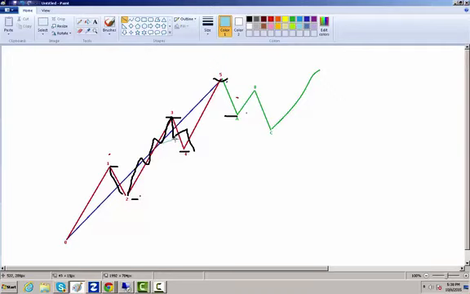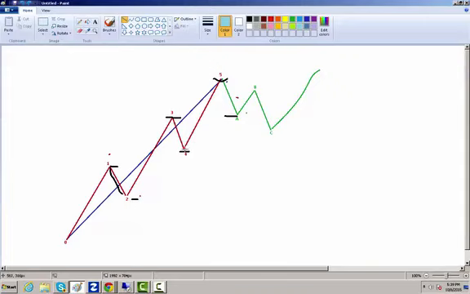Let's see if I can do this. Here, here, and if you think about it, that is what's called a butterfly pattern, right? Here we would look at this, and I'm going to erase this so we keep a clean chart, okay? In here, we have this structure, this ABC corrective wave, and this is from Elliott wave.